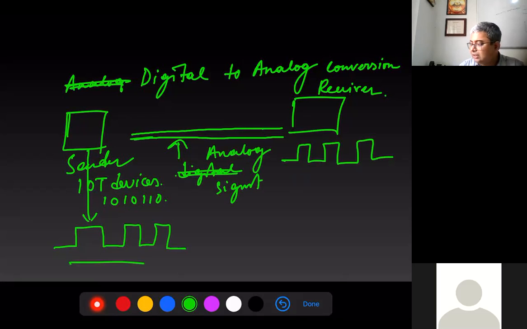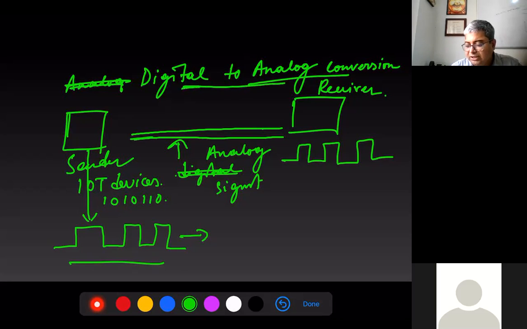Means that I have the digital signal, but my carrier or my medium can carry only an analog signal. In that case, what do I have to do? I have to convert this digital signal to an analog signal. This is the situation when I have generated a digital signal, but I need to send it in analog form through the medium. In that case, I need the digital to analog conversion.